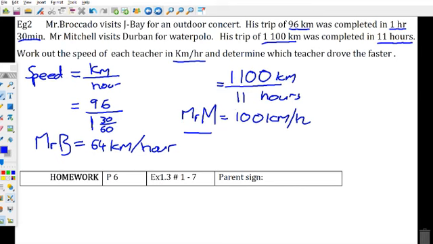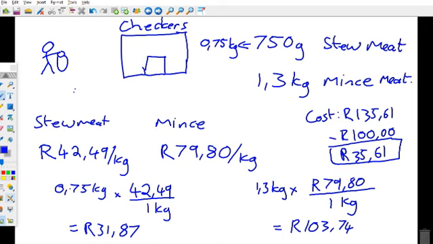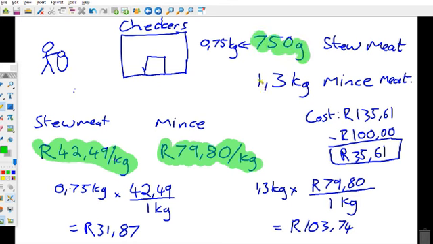In our little example here, we were given the ratios. Here are the ratios we're given. Then we had to determine the cost because we wanted 750 grams of stewing meat and 1.3 kgs of mince. So my total cost is going to be that amount there. All right. Any questions about that?